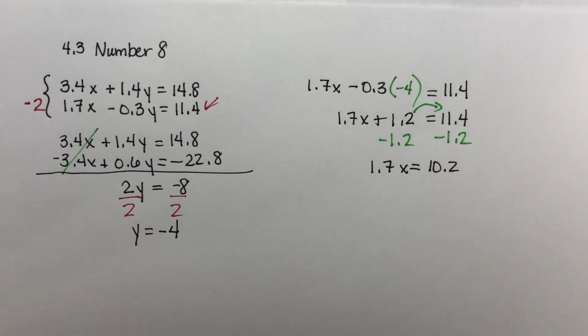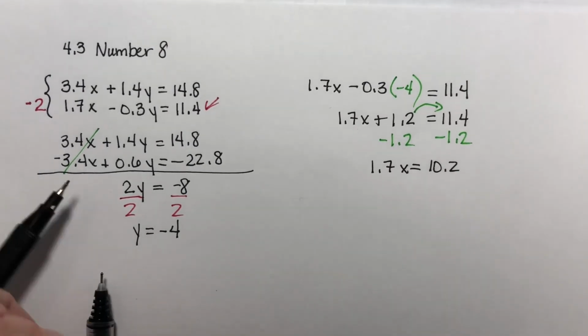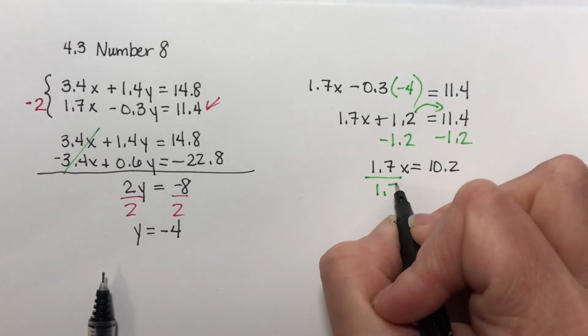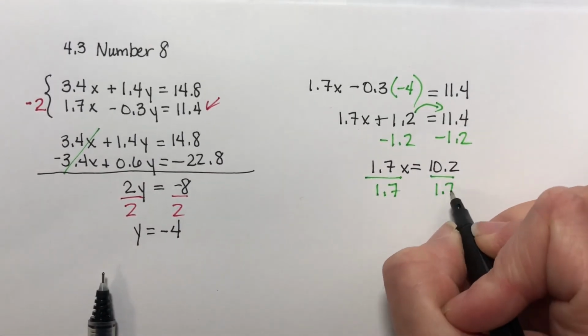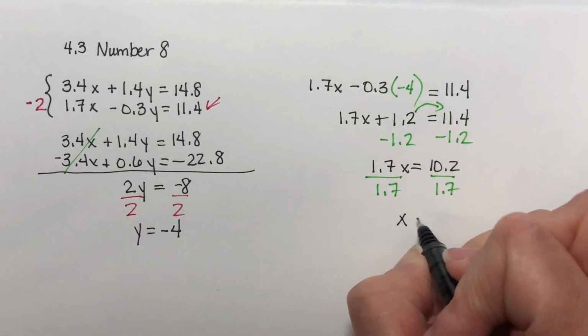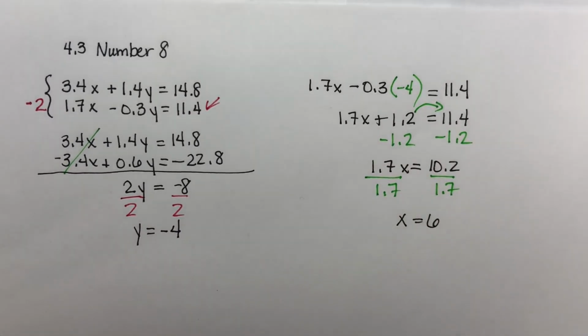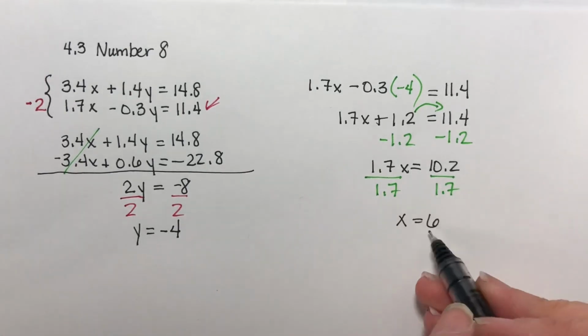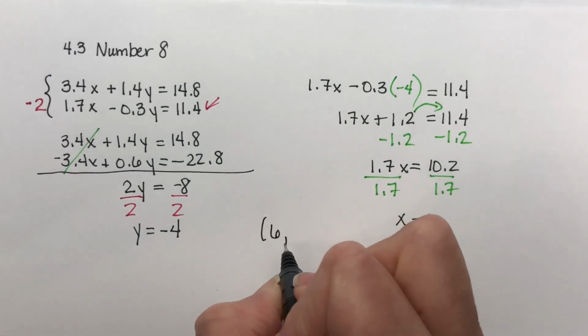Now try dividing both sides by 1.7 to see what you get. And you find that your x value is 6. So the answer to this problem will be the point (x, y) = (6, -4).